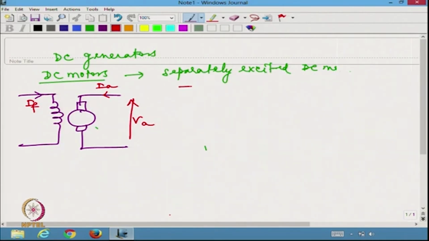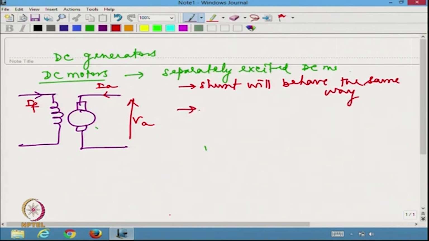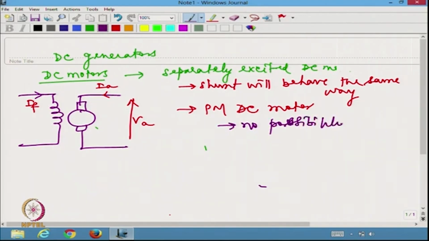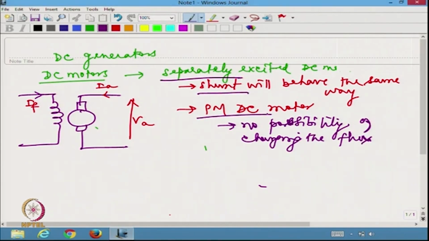Shunt is almost similar. So, shunt will behave almost the same way, and I can say permanent magnet DC motor is also almost similar, except that it will have no possibility of changing the excitation, no possibility of changing the flux. That is the major difference. Otherwise, all of them behave almost similarly. What I am trying to say is the separately excited DC motor, shunt motor as well as permanent magnet DC motor, all three of them behave very similarly.